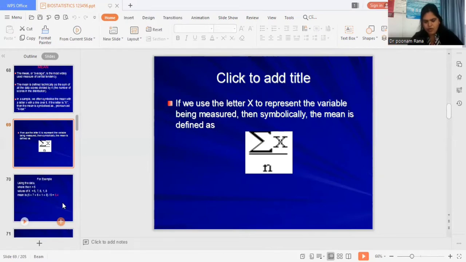Then the mean number of decayed teeth in this group is calculated as n equals 10, and then we sum all the values. For example, the sum comes to 26. The mean number of decayed teeth is then 26 divided by 10, which gives 2.6.